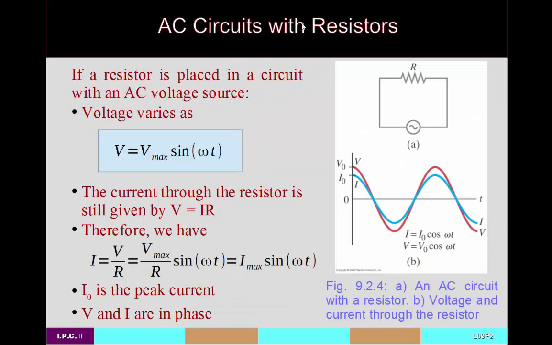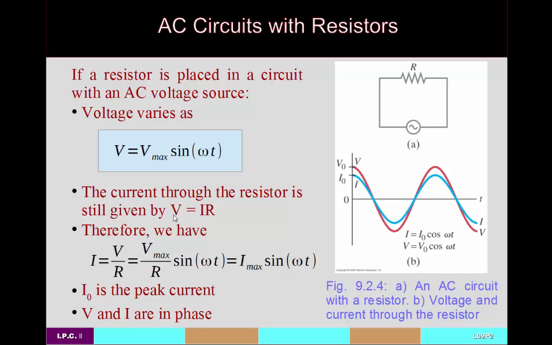So let's consider AC circuits with resistors, and this may be a bit of review. A resistor placed in an AC circuit might be drawn like this. Here's your AC source, here is your resistor. Your voltage alternates like a sine wave. So V equals V max sine omega t. Omega is the angular frequency of this sine wave. V max is the maximum voltage. Some sources like to label it as V naught for initial voltage.